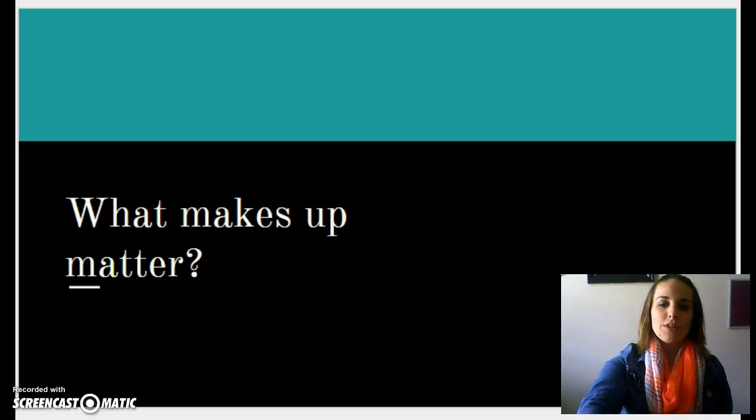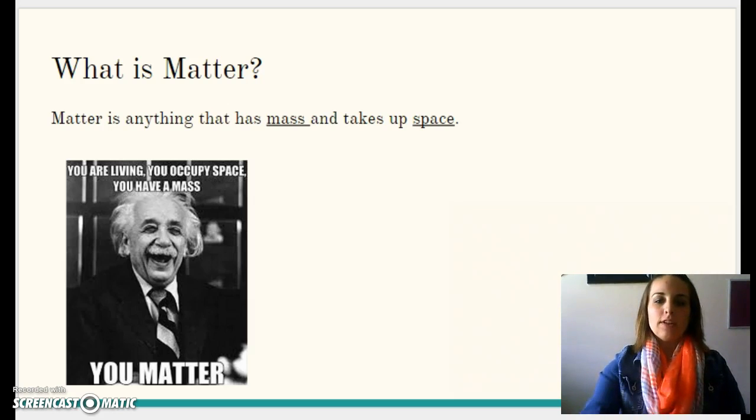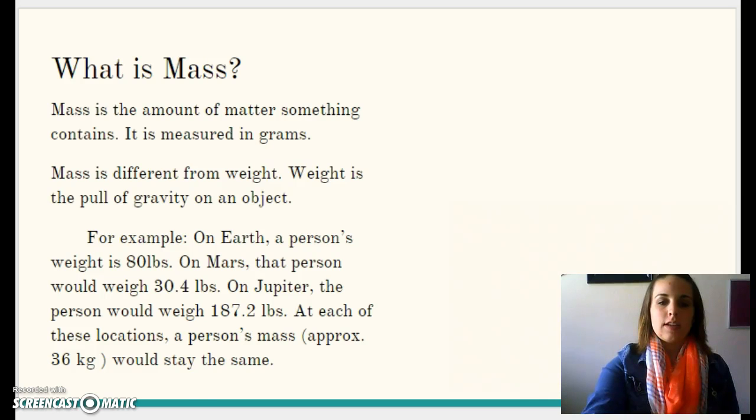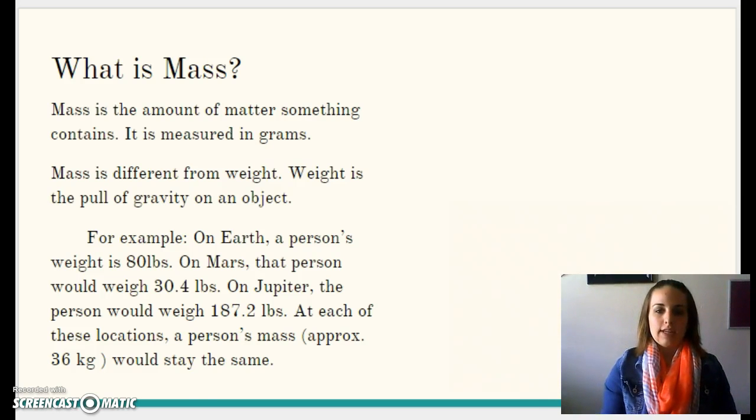Hi guys, today we're going to be looking at what makes up matter. So when we're looking at matter, matter is anything that has a mass and that takes up space. And an object's mass is the amount of matter that it contains. It's different than what something weighs.